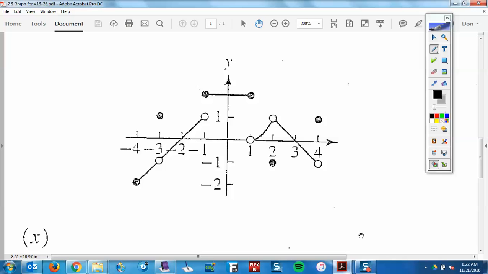Number 16 says the limit as x approaches 2 from the left. Remember that little negative sign up there means from the left, right? So at 16 it says x approaches 2 from the left. So think of a car coming in.